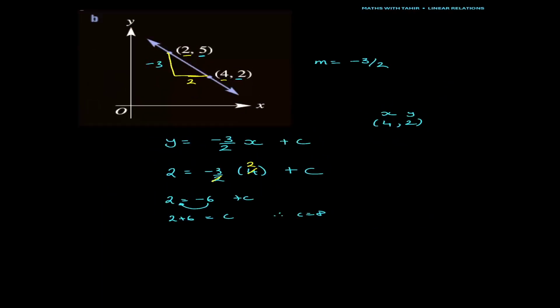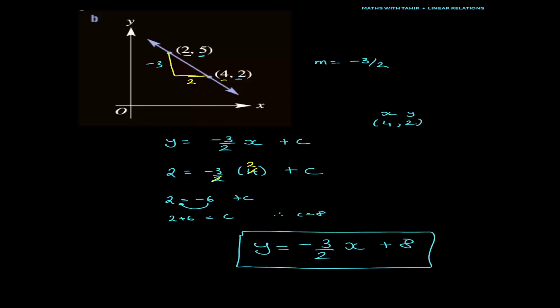Which kind of makes sense. If you look at your graph, you could say, yeah, the y-intercept looks like 8. So you always do a sense check to see if it's correct, to see if it looks good. And then we just write out our equation. y equals negative 3 on 2 x plus 8. Nice. Well done.